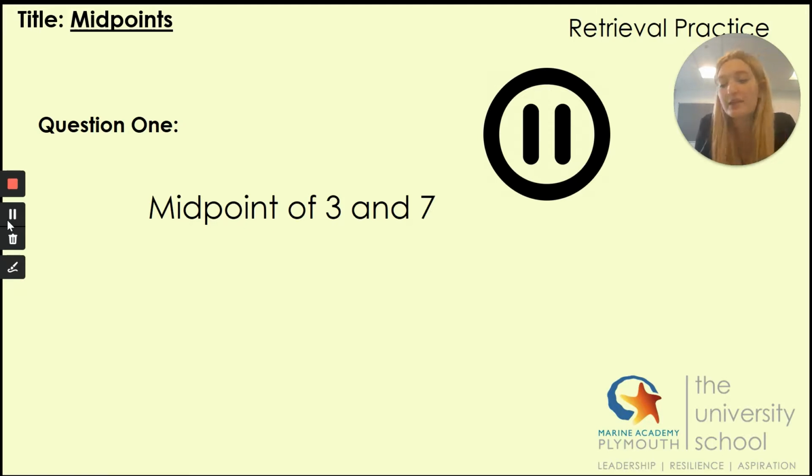Find the midpoint of 3 and 7. Pause. And 3, 2, 1, pen drop, green pens up, and ticking your answer. It should be 5. Right, question 2, midpoint of 0 and 14. Pause. And 3, 2, 1, pen drop, green pen up, and ticking your answer. It should be 7.